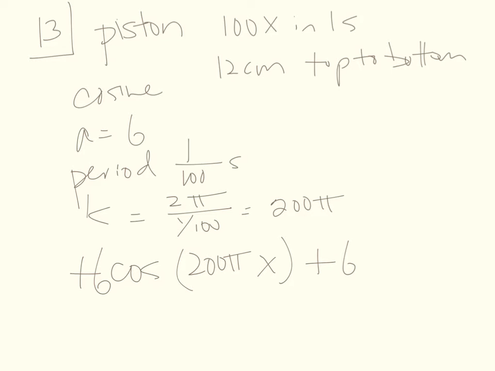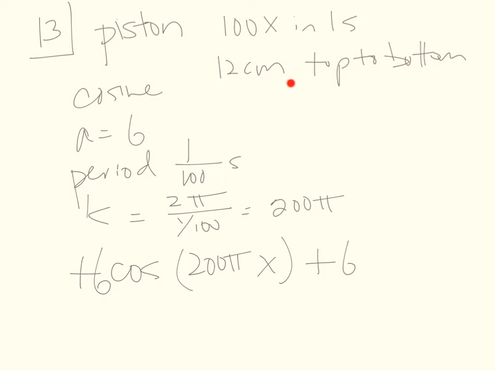The piston in a motorcycle engine moves up and down 100 times every second. It moves a total distance of 12 centimeters from the top to the bottom, and the motion of the piston is modeled using a cosine function. What is the amplitude of this function?